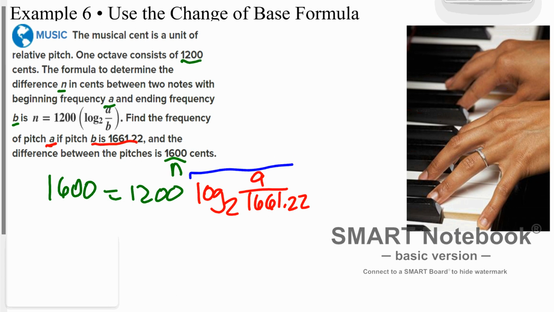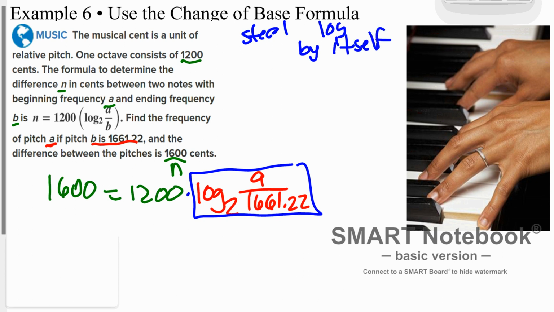So basically I just want to get this by itself. This is how you solve logarithms: you get the log by itself. So that means this is being multiplied by the log, so I want to divide by 1200, which is really just 16 divided by 12, which is just 4/3, if I can write. It's not letting me write here. Okay, we'll see if that comes back up.